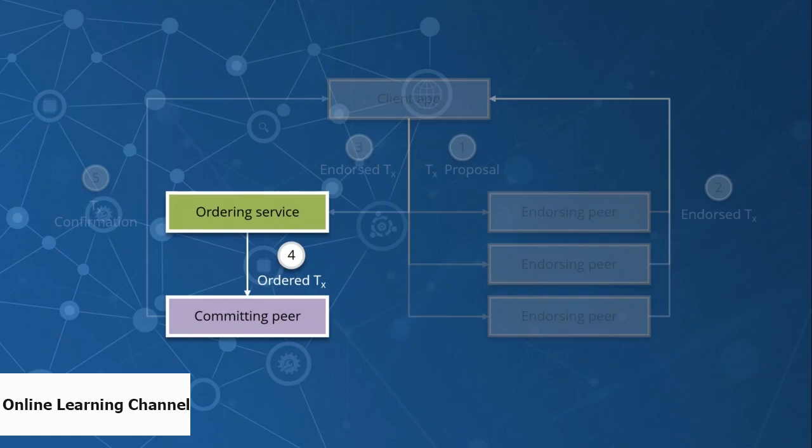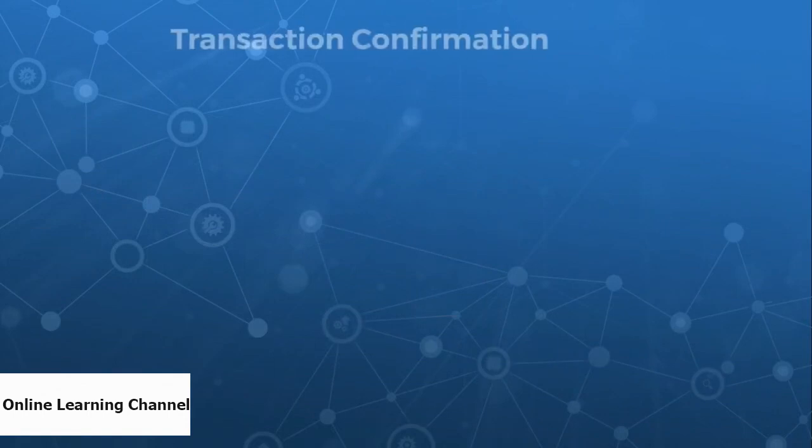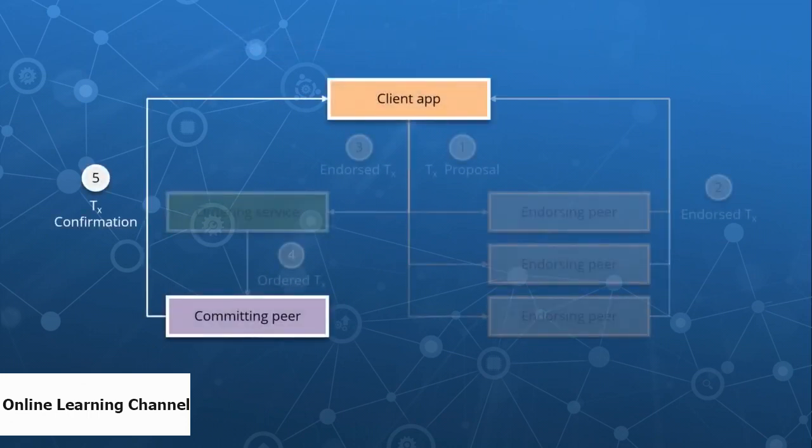Once a transaction has been validated, it will be written to the blockchain, and then as a final step, a transaction confirmation message will be sent over to the client application which originated the transaction in the first place.